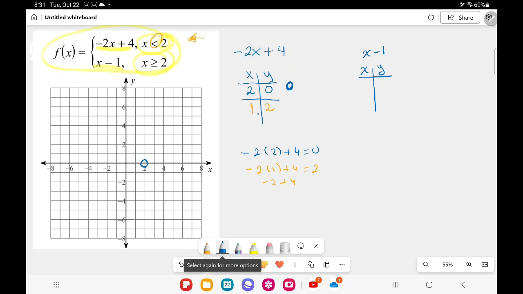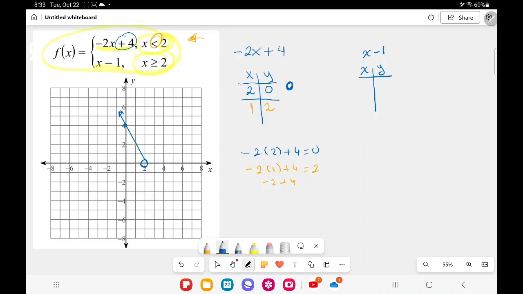Now, I went to the left, right? I went 1 unit, that gives me 1. So when x is 1, y is 2. And we connect, and we are going to have this line. So it goes to the left forever and ever. You see that also I could have used the y-intercept, b, 4. Now let's graph the second one.